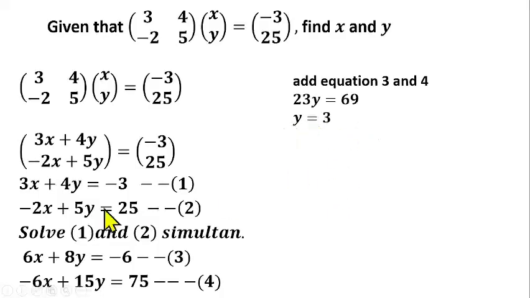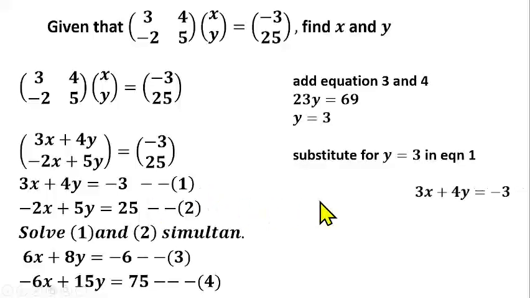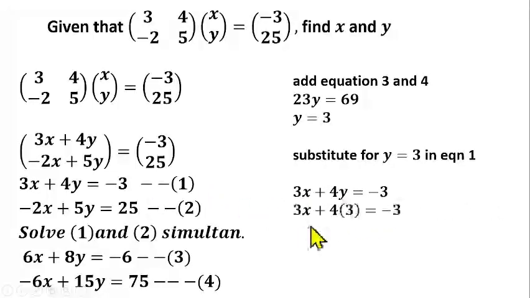So you can put this one into equation 1 or equation 2 to find our x. So y equals to 3 into equation 1 to find x. So you have 3x plus 4y equals to minus 3. If you put that there, you have 3x plus 4 multiplied by 3 equals to minus 3, because our y is 3. So you have 3x plus 12 equals to minus 3. 3x equals to minus 15. If you take 12 here, you have minus 15. Divide both sides by 3, x will be equals to minus 5.